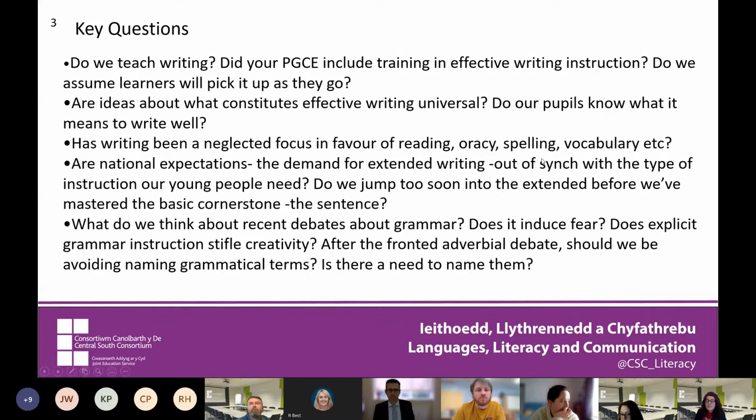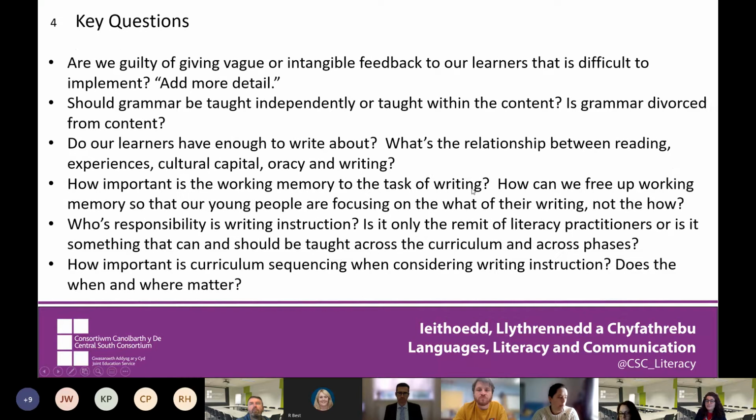What do we think about recent debates about grammar? Does it induce fear? Does explicit grammar instruction stifle creativity? After the fronted adverbial debate, could we be avoiding naming grammatical terms? And is there a need to name them? Are we guilty of giving vague or intangible feedback to our learners that's difficult to implement, such as add more detail? Should grammar be taught independently or taught within the content?